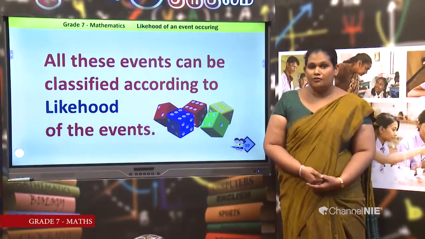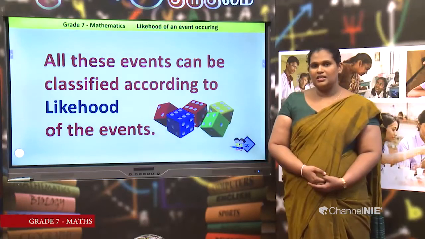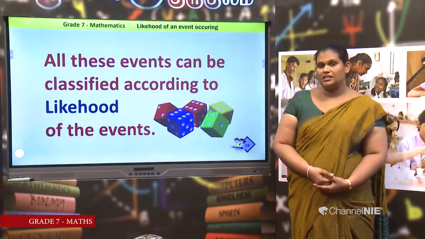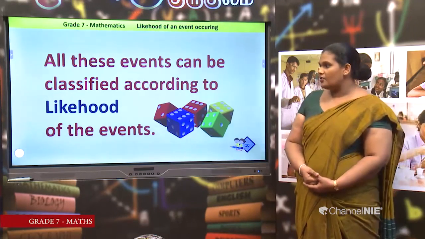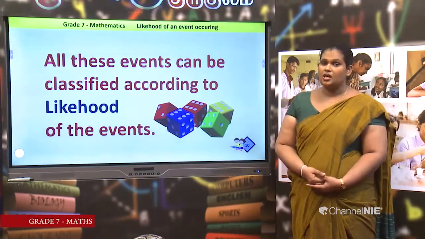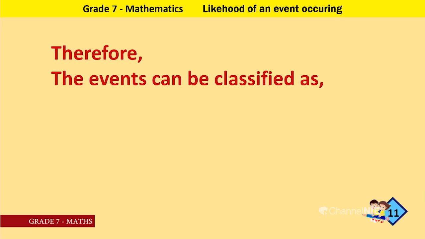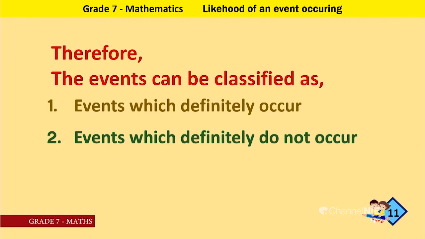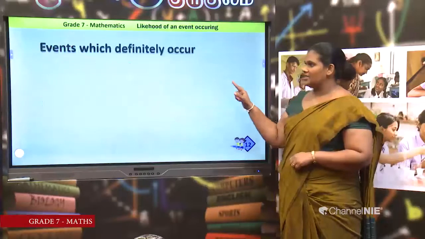First one, the events which would definitely occur. Second one, the events which would definitely not occur. And the third one is the random events. So, here we classify these events according to their likelihood. So, once again, according to the likelihood, we can classify the events as the events which would definitely occur, the events which would definitely not occur, and finally, the random events.